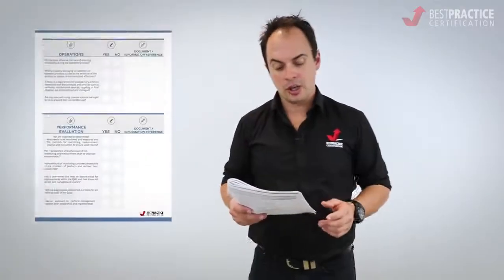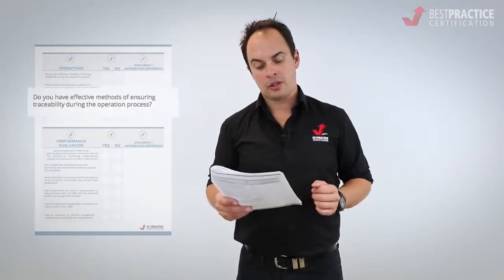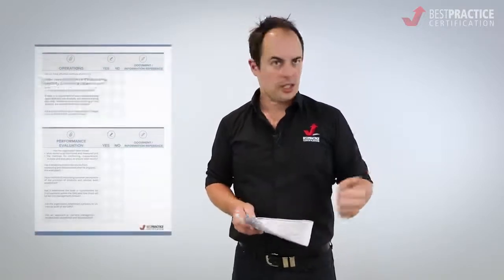4 more questions to go. Do you have effective methods of ensuring traceability during the operational process? Now, batch numbers, tracing numbers, for manufacturing particularly, if you've got issues, if you're manufacturing food or if you're manufacturing parts, how do we know if we need to do a recall? Particularly with motor vehicles, we've got batch numbers and part numbers and traceability so that if there is an issue, it can be recalled and rectified.